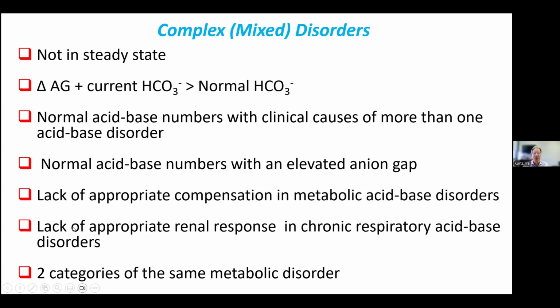But again, you have to know what the expected response is in order to home in on the organ and why you're not getting the response predicted. If you don't, you get by definition another acid-base disorder. And then you could have two categories of the same metabolic disorder. You could have a gap and non-gap type of metabolic acidosis that would drop the bicarbonate. And to know the component of both, you have to add the delta anion gap to the current bicarbonate and see if it's normal or not. If it's below normal, then your non-gap metabolic acidosis is also playing a component.